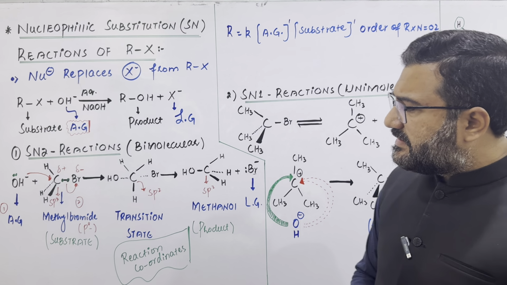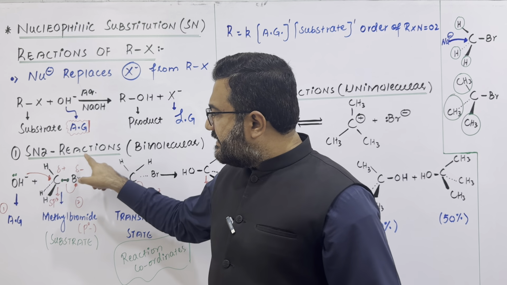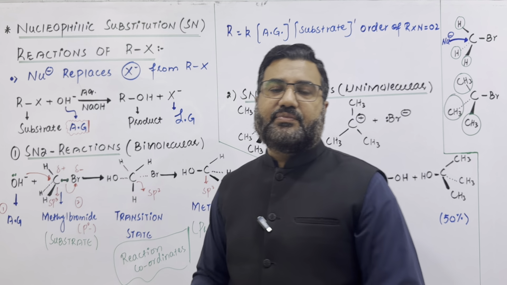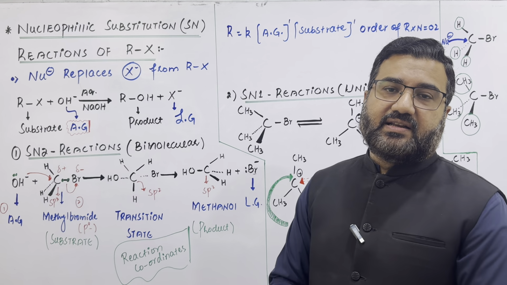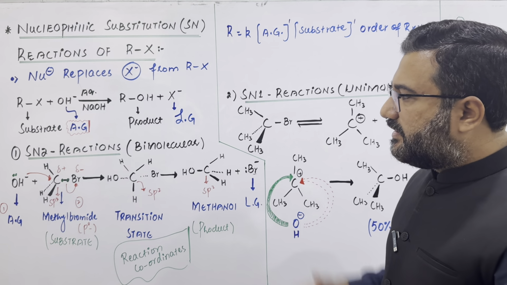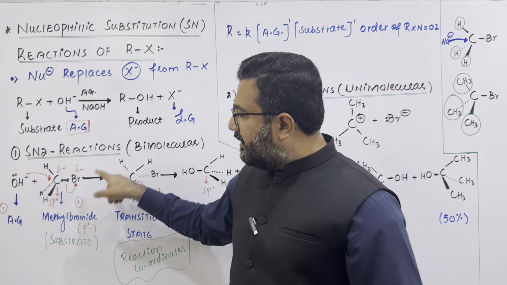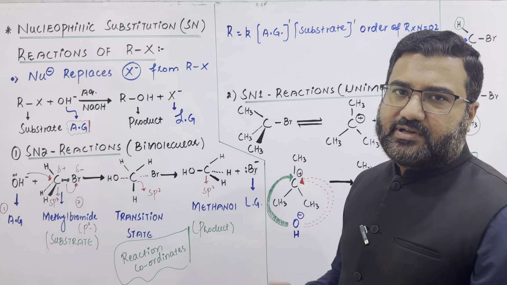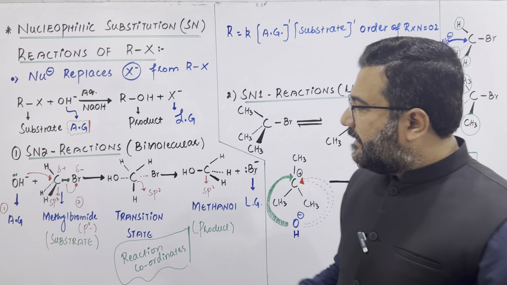Now, my dear students, the next point is SN2 reactions are shown by the primary alkyl halides. Primary alkyl halides favor the SN2 reactions. Why they favor, we will discuss this point later on in this lecture. So SN2 reactions are given by primary alkyl halides, or they are most favorable with the primary alkyl halides.